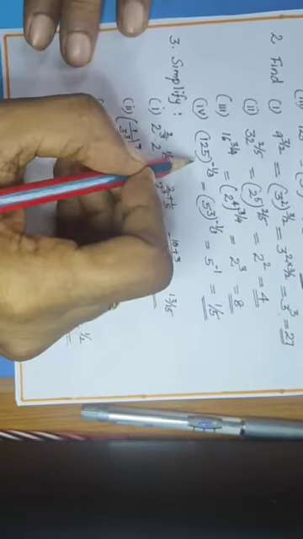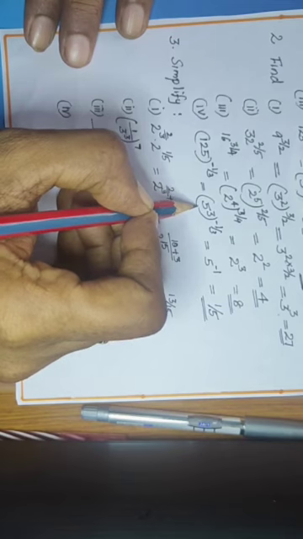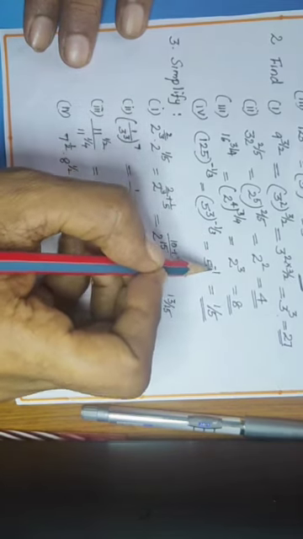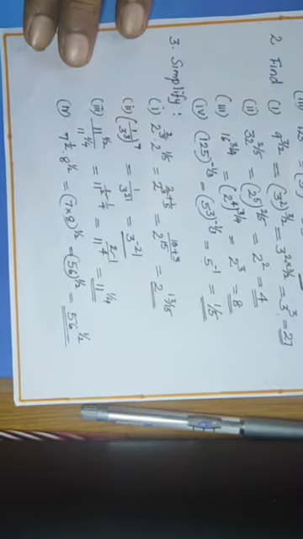Now 125 raised to minus 1 by 3. 125 is 5 cube raised to minus 1 by 3. 3 gets cancelled, 5 raised to minus 1, 5 raised to minus 1 is 1 by 5.